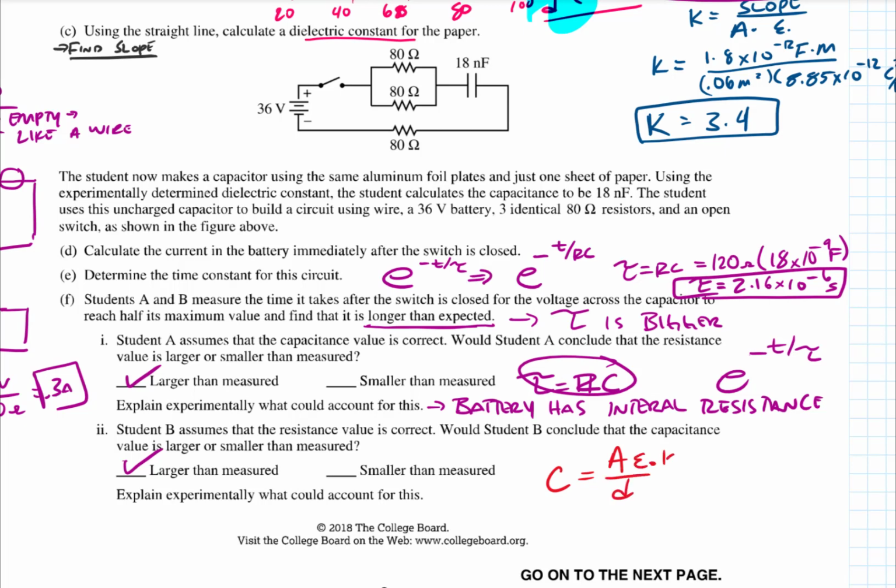So if we say epsilon naught times kappa, then if d is smaller, if the paper is actually thinner, then it goes up. Or the measured area could be bigger in real life than was measured to give me greater capacitance. Just anything that's physically possible to account for what's going on there. All right, and that's the last of this question.